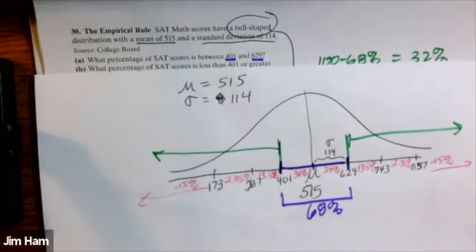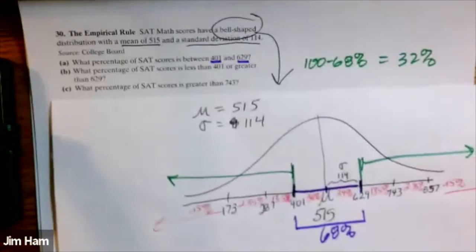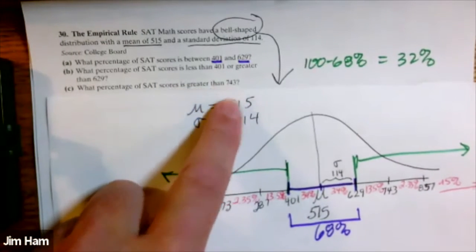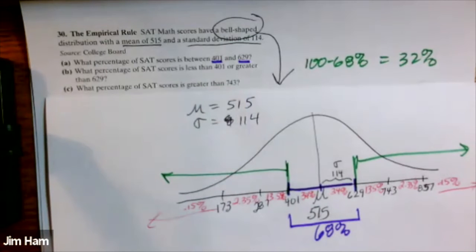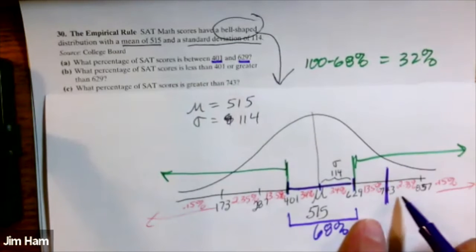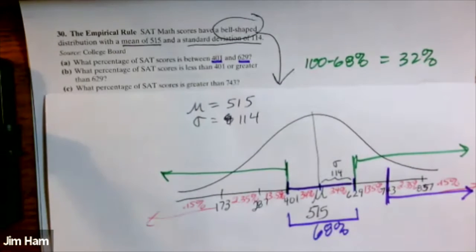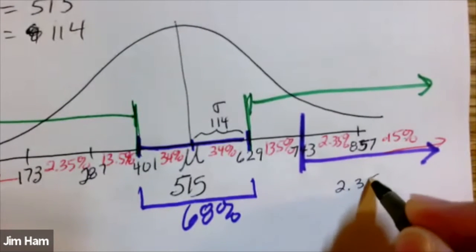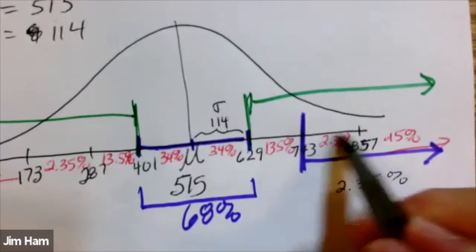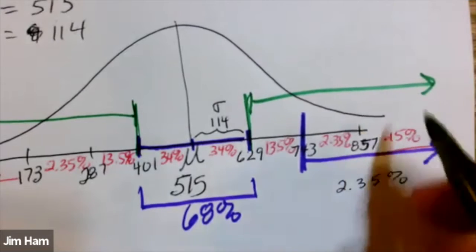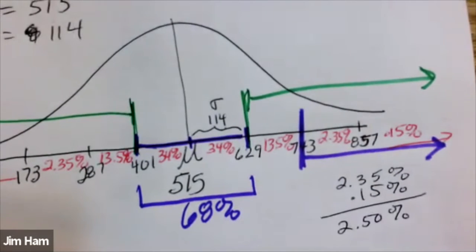All right, so in part C, it says, and you can put your answer in the chat again, what percentage of the SAT scores is greater than 743? So I'm going to look on my scale, and I see 743 right here. So we're looking at all of those. What percentage of the outcomes would be greater than 743? Yeah, you just take these two and add them together. 2.35% would be the percentage of the data values in this range. And then from here on over, it's 0.15%, the empirical rule.